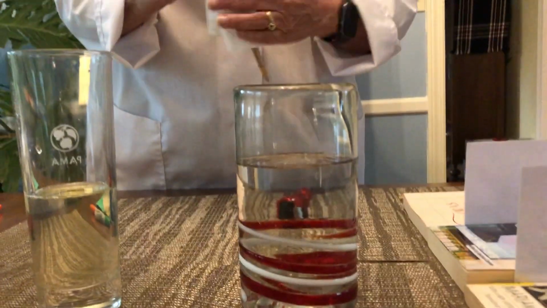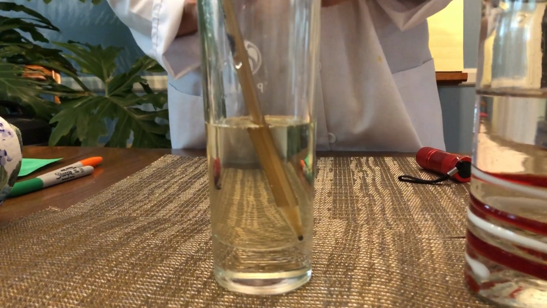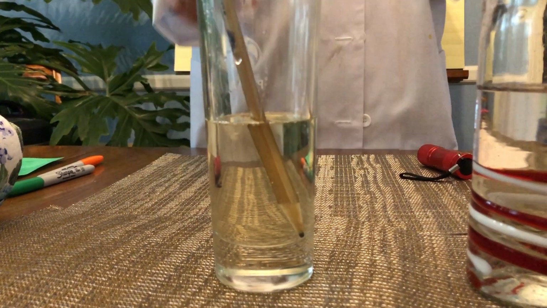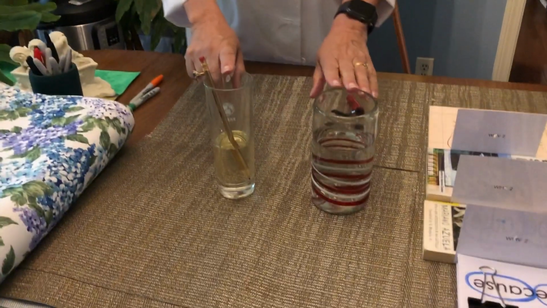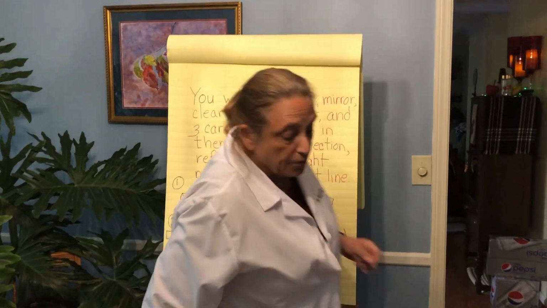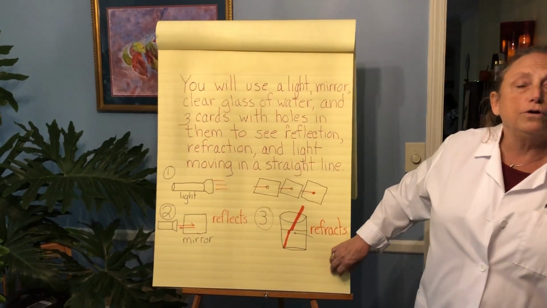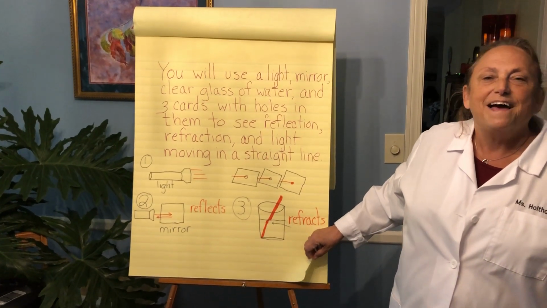Now, when I put it in something thicker, still clear, but thicker, it makes it even more noticeable that it's bent or made large. So these are refraction. We saw light in a straight line with our 3 cards, reflection with the mirror, and refraction with the water. So now it's your turn to do this on your own and record your video or your voice telling me what you found in your observations. Have a good time.